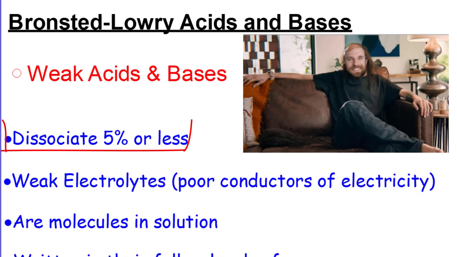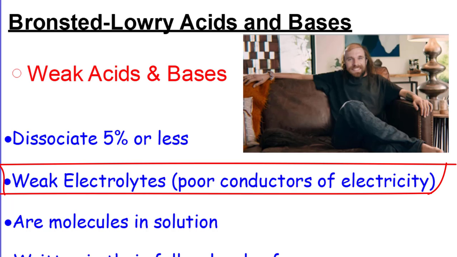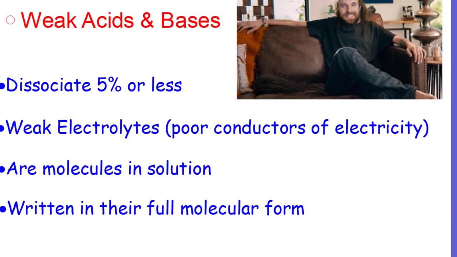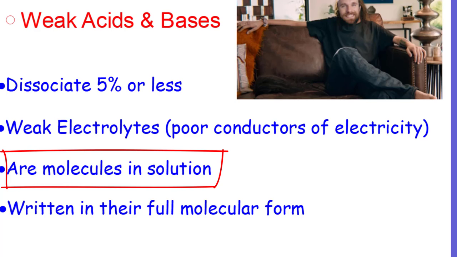They don't dissociate 100% like strong ones. They dissociate 5% or less for the most part, which means if they don't break up into ions, if they don't dissociate very much, that's going to be a weak electrolyte. They're going to be poor conductors of electricity. So we're not going to write H+, we're not going to write OH-. They are mostly molecules in solution. 95% of them are molecules.